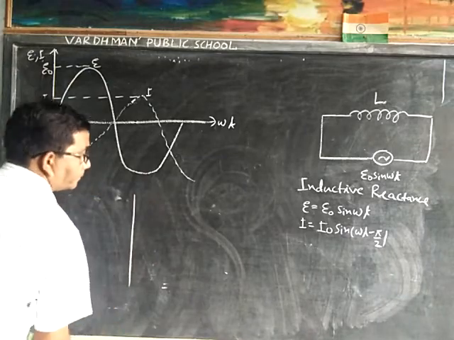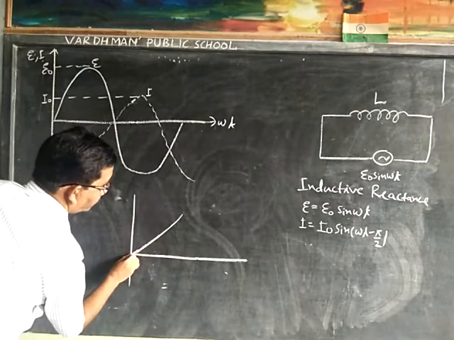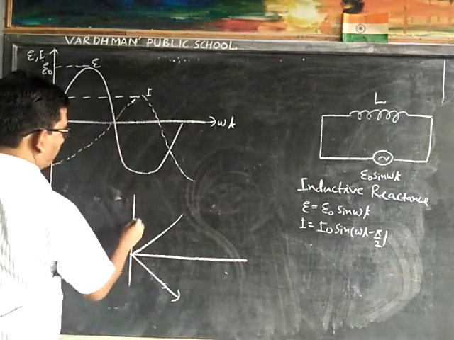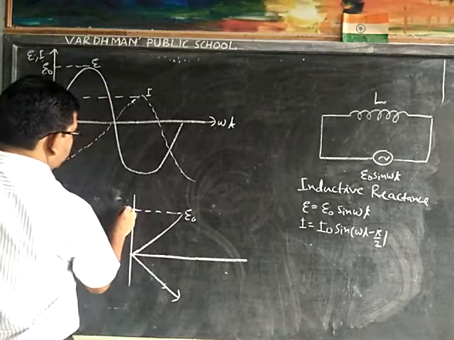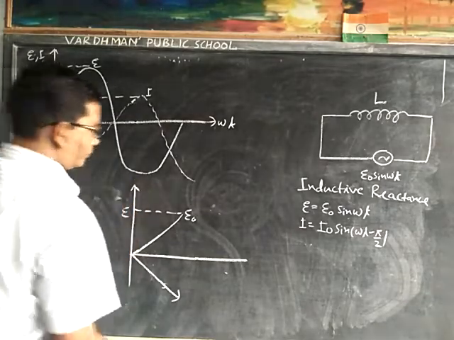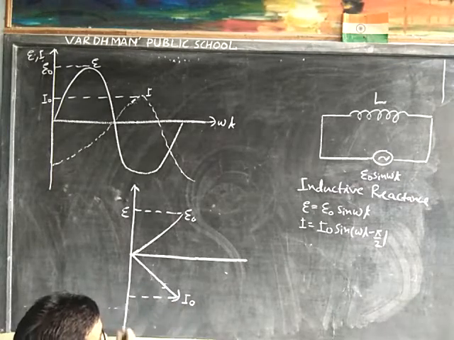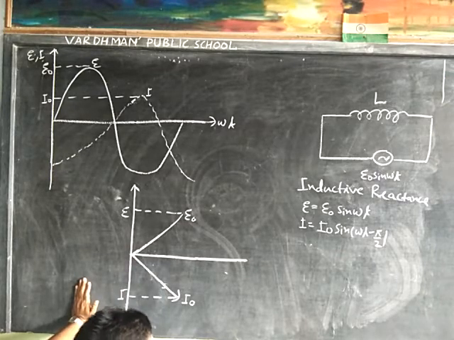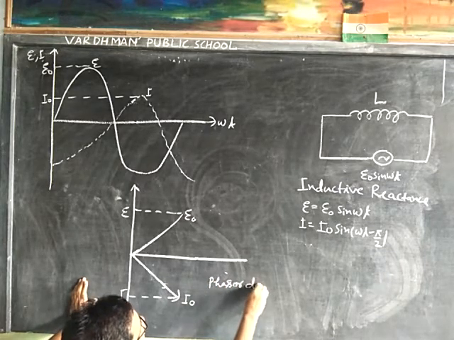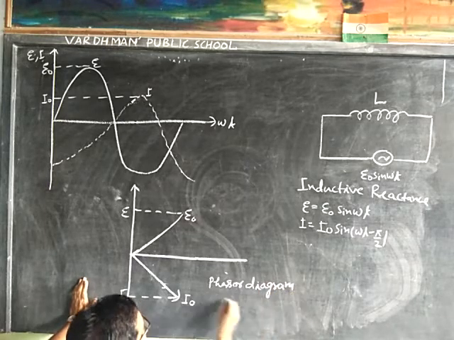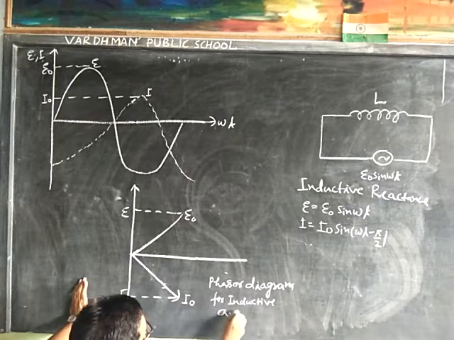Now we draw the phasor diagram. This is E0, E. This is I0, I. Phasor diagram for inductive AC circuit.